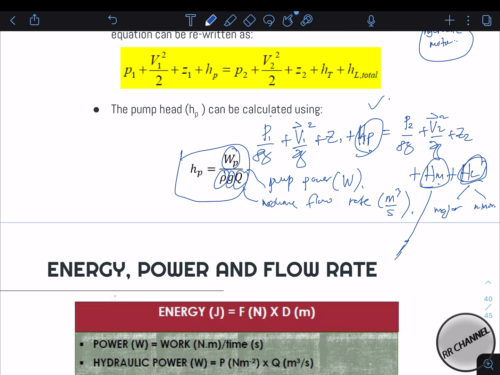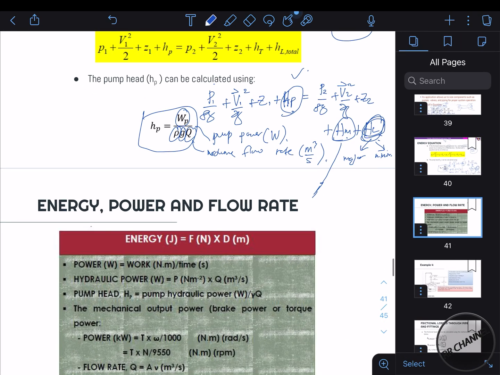So you need to find it from the hydraulic motor power, and then you convert it into the head, right? While for the losses, we can also find them by going through the fluid mechanics class and finding the formula for the major losses and also the minor losses. Okay, so here I will write it back as the proper equation.